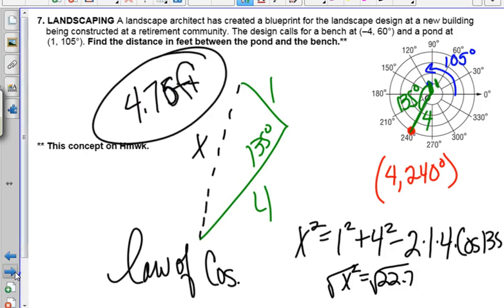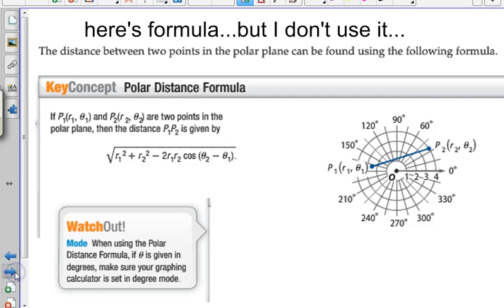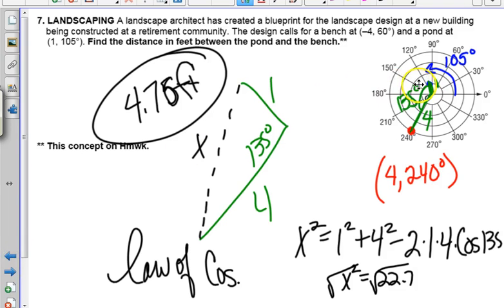There is a formula you can use. It's here. Does this not look like what we just did? Okay. It's exactly what we did. It even would have worked with the negative 60 or the 60, as long as you put the negative 4 in.